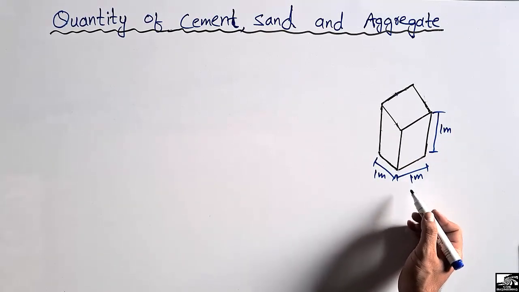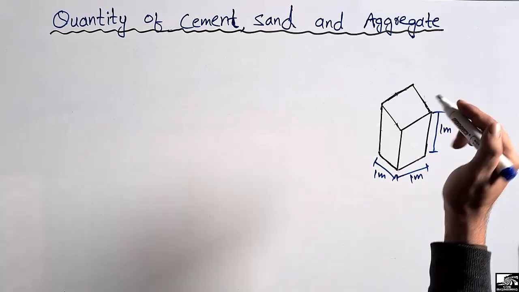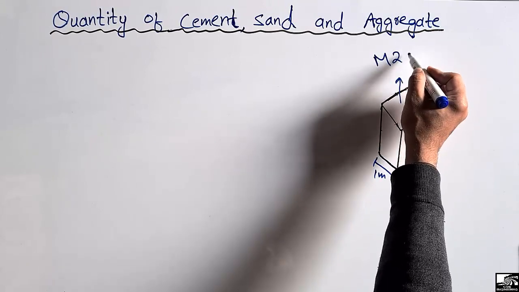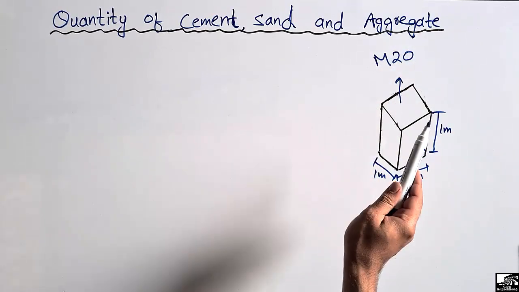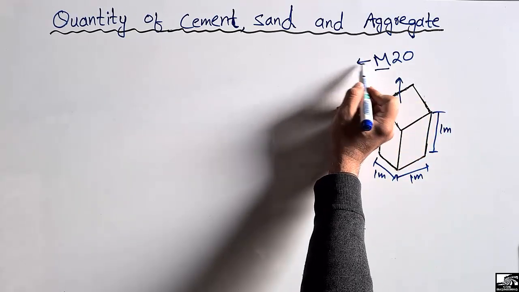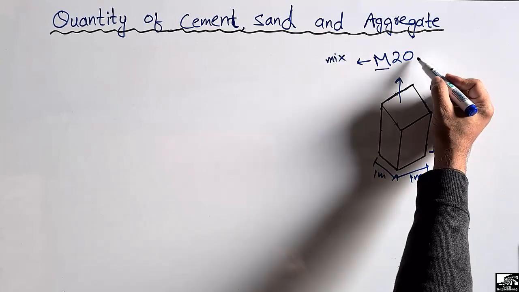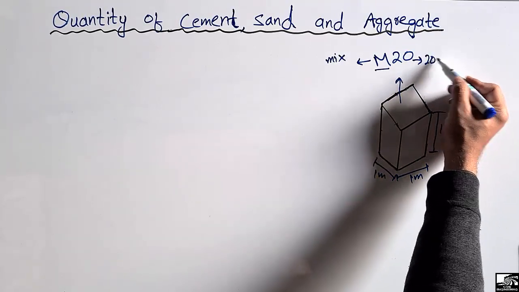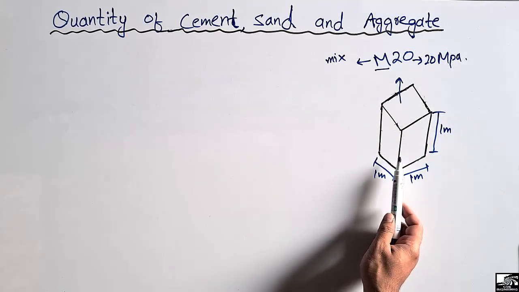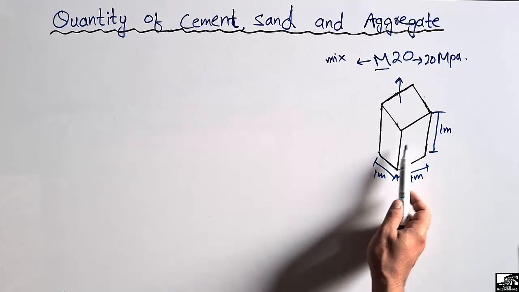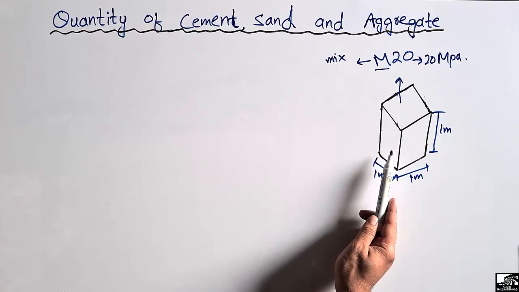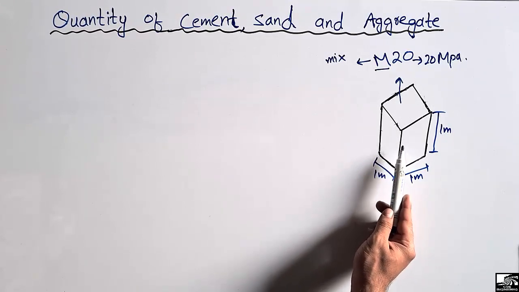So all the dimensions of this cube are the same, and the cube is made of concrete of grade 20. So this is M20, where M shows the mix and 20 shows the compressive strength of the concrete in the unit of megapascal. So it means that this cube is made of 20 megapascal compressive strength. Now, how much quantity of cement, sand and coarse aggregate is present in this cube?